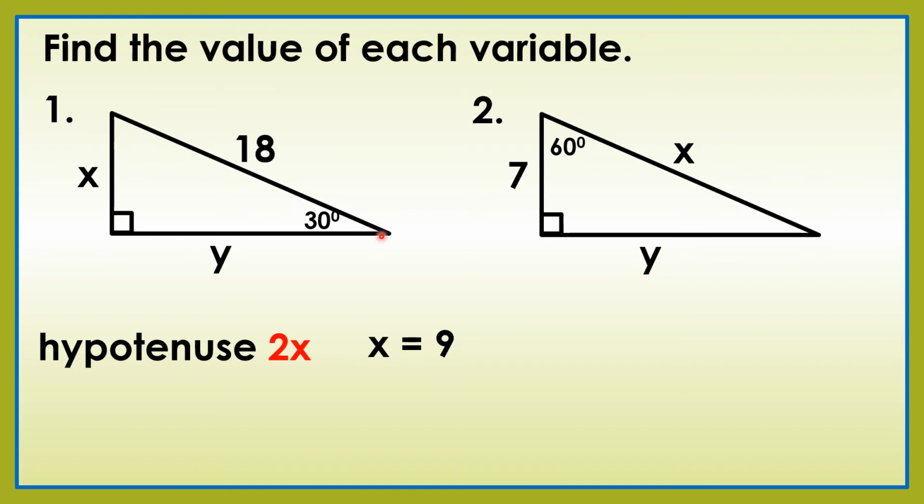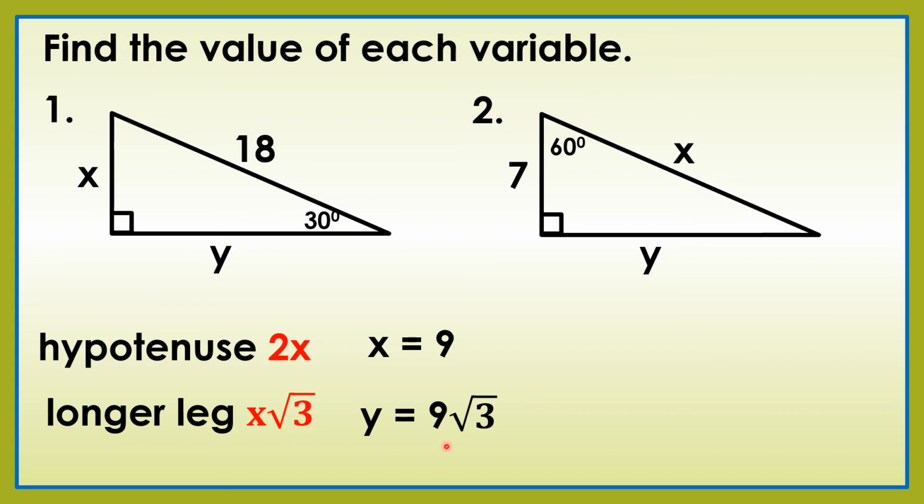Next is longer leg. Ang longer leg natin ang nawawala dito kasi that is y. So, ang longer leg natin ay shorter leg times square root of 3 or that is x square root of 3. So, since meron na tayo ditong shorter leg which is 9, so substitution lang tayo, ang y natin is equal to 9 times square root of 3 or that is 9 square root of 3.